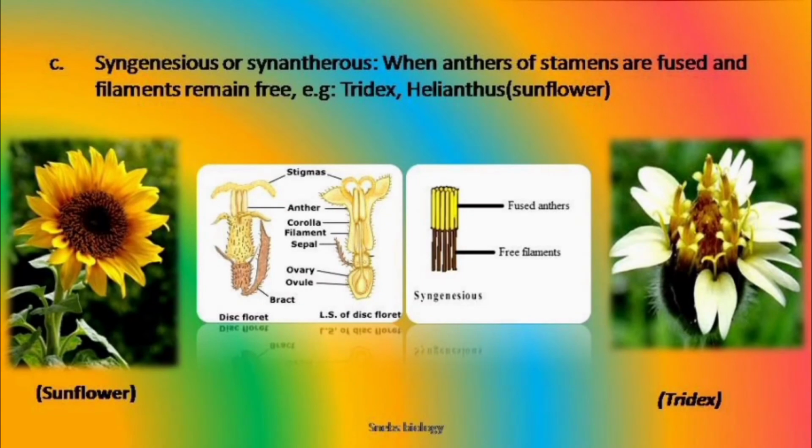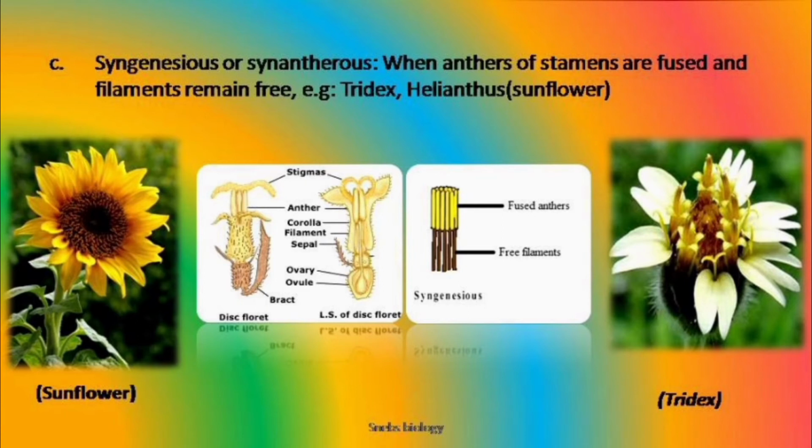In the second case, anthers are fused and filaments are free. Then this condition is known as syngenesious condition or synanthrous condition. Syn is for fused and anthrous is called anthers. Anthers are fused to form a ring-like structure and filaments are free. Then this condition is the characteristic feature of Asteraceae family.